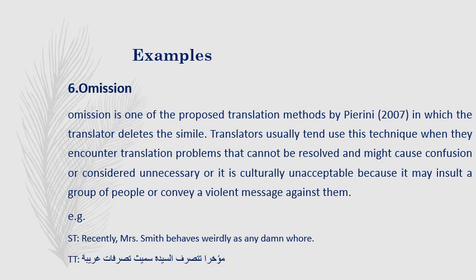6. Omission. Omission is one of the proposed translation methods by Pedersen, in which the translator deletes the simile. Translators usually tend to use this technique when they encounter translation problems that cannot be resolved and might cause confusion or are considered unnecessary, or it is culturally unaccepted because it may insult a group of people or convey a violent message against them.